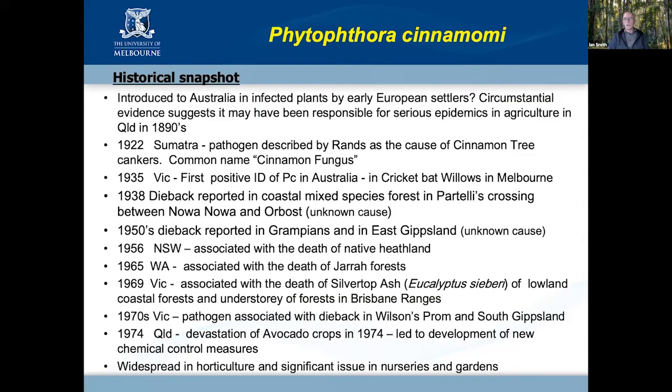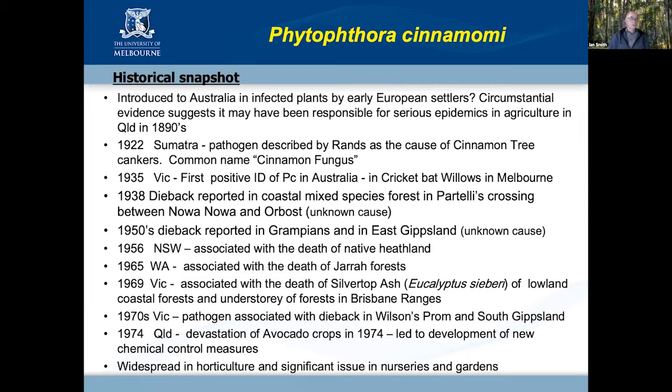In a historical snapshot, it was introduced to Australia probably in infected plants by early European settlers. Circumstantial evidence suggests that they might have been responsible for epidemics in agriculture in Queensland in the 1890s. But it was actually first described in Sumatra in 1922 as the cause of cinnamon tree cankers, where it got its common name, cinnamon fungus, even though now it's not a fungus. It's still often called the cinnamon fungus.